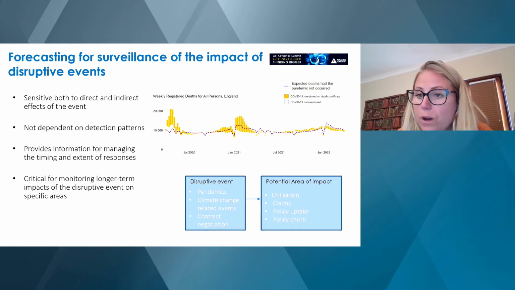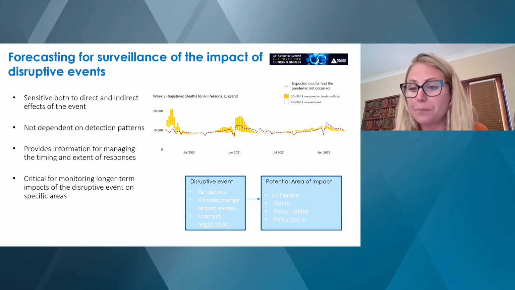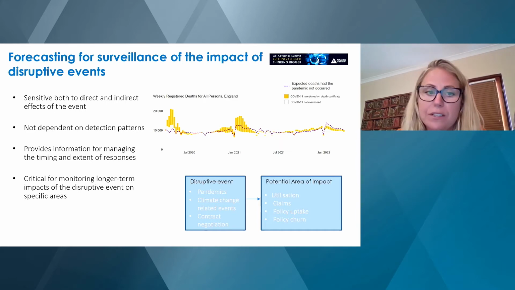So while we describe this in relation to the pandemic, this sort of surveillance methodology can be used for climate change events, so floods or fires, but also, say, for example, in PHI, following a contract negotiation, having a look at the impact of that. And we look at mortality as an outcome, but you could look at utilisation of services, claims, policy uptake, policy churn, for example.